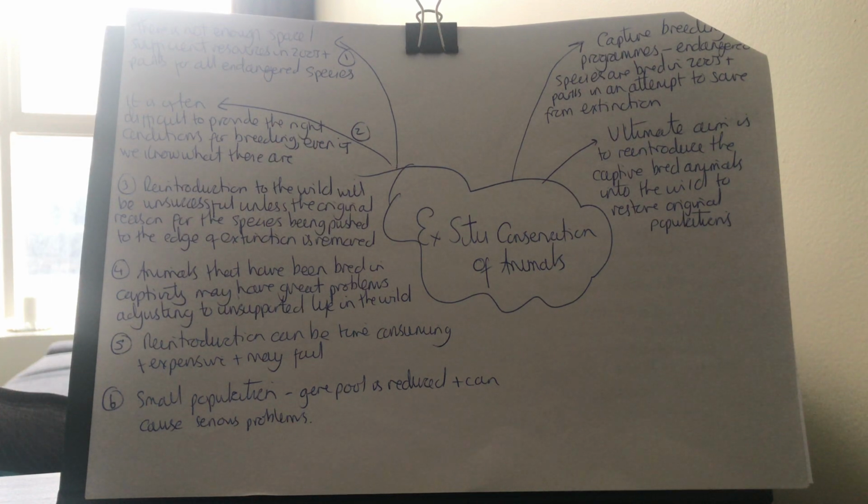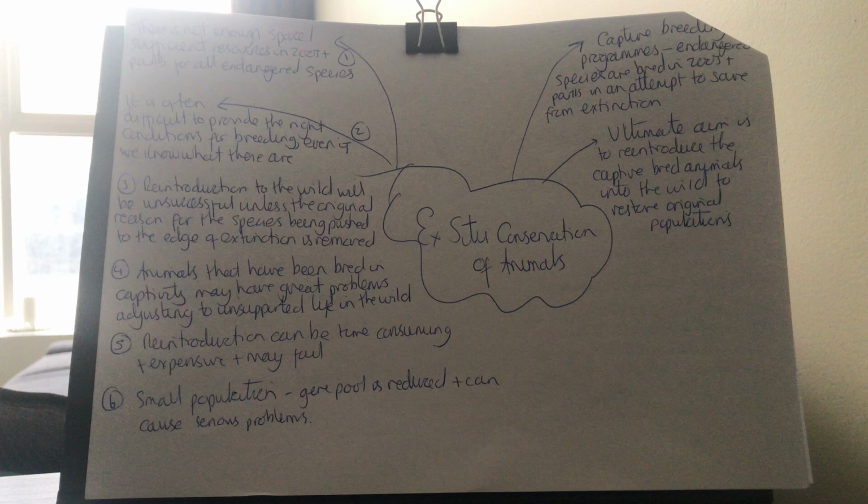Now, in an ideal world, those animals that are bred in captivity, so the babies as a result of this breeding program, should be reintroduced into the wild to restore the original populations. So they should be put back into their natural habitat to help boost the population numbers in the wild. But there are some issues with breeding programs in general, some difficulties, and then there are further difficulties and problems with trying to reintroduce captive animals.